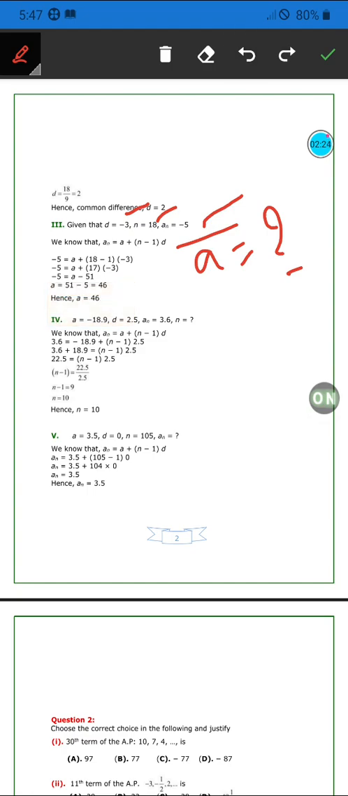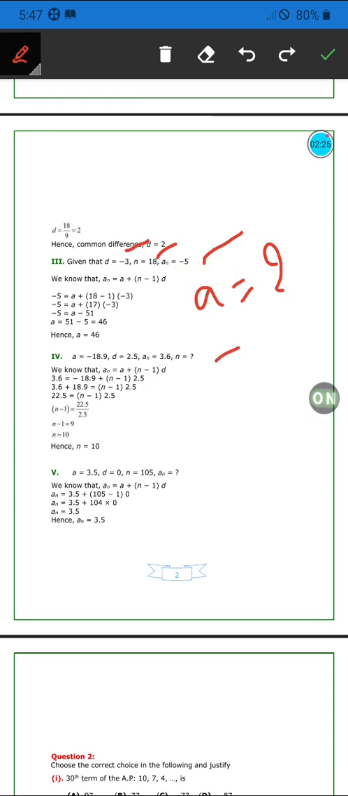Next, the fourth question. The first term a is minus 18.9, the common difference is 2.5, and the last term an is equal to 3.6. n means the number of terms, which we don't know in the fourth question. So using the same formula, put the values of given a, d and an. We get the n value equal to 10.